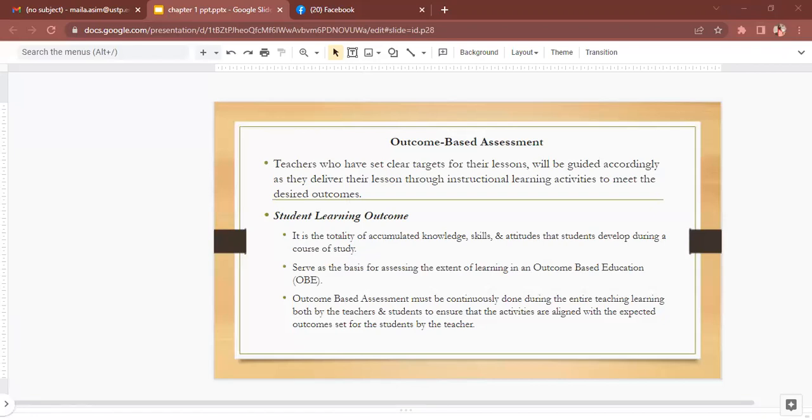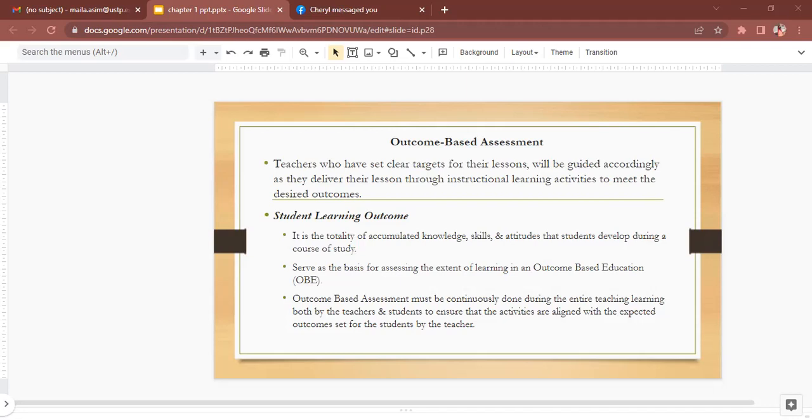So that's it. Si OBE, we are talking about the outcome-based. We are basing our assessment on the possible outcome. So dapat dili ta magstay lang sa cognitive sa itong mga students. Dapat na siya ginatest na to atong gitawag nga outcomes or ang ilang performance. It is continuously done during the entire teaching and learning process. So it is to ensure also that the students' activities are aligned with the ILOs or these expected outcomes or the objectives given by the teacher.